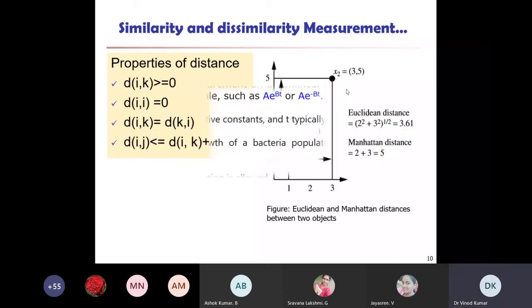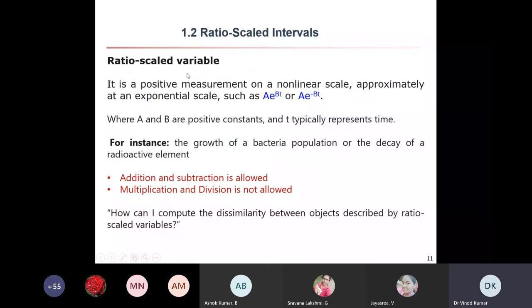Next one is the ratio-scaled variables. It is a positive measurement on a non-linear scale. So you need to understand here, you need to know here, it is a non-linear scale.